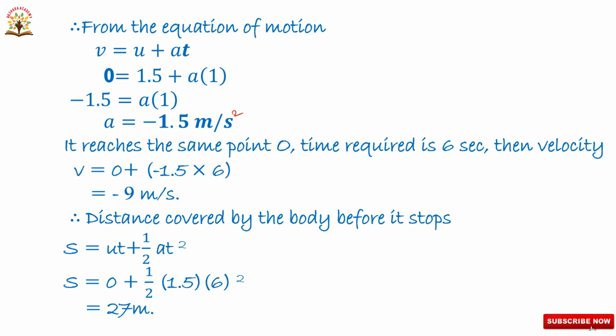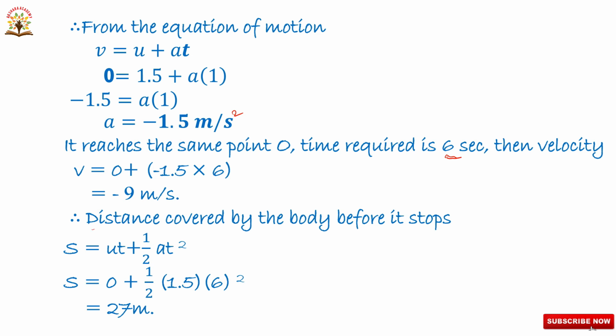It reaches the same point O, and the time required is 6 seconds. So then velocity v = u + at. Here a = -1.5, and into 6, 1.5 into 6 is 9. So the velocity is 9 meters per second. This is the velocity for the time required of 6 seconds.